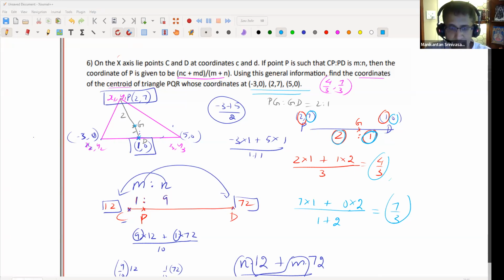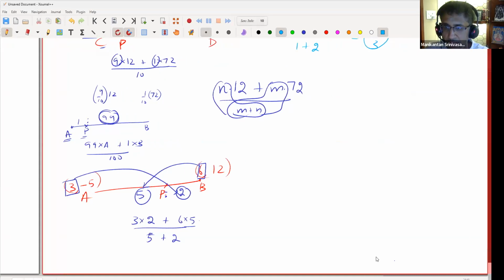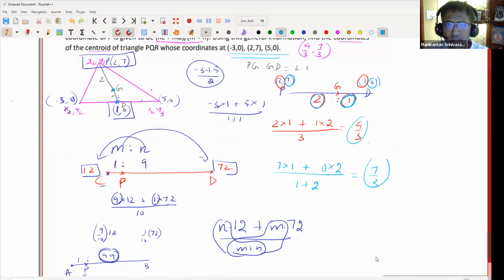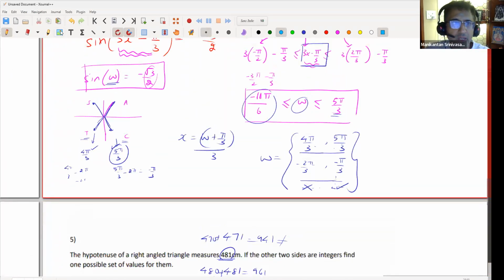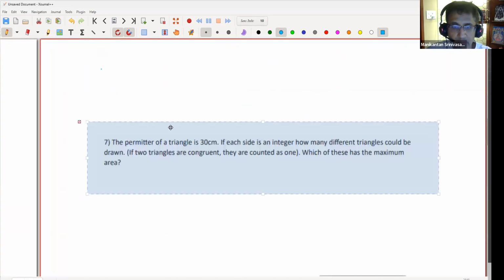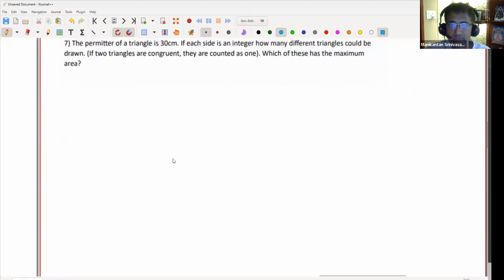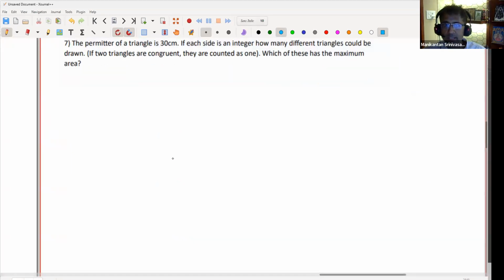Perimeter of a triangle is 30. If each side is an integer, what is the maximum? Okay, I'll just put more. Perimeter of triangle is 30. If each side is an integer, how many different triangles could be drawn? If 2 triangles are congruent, they are counted as 1.